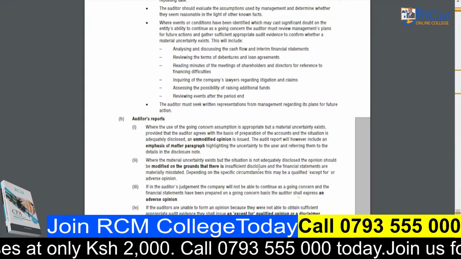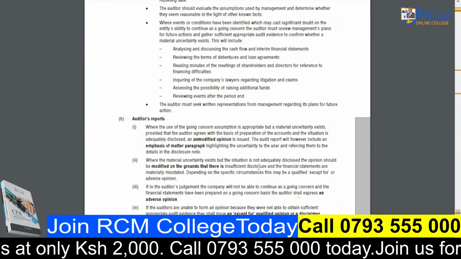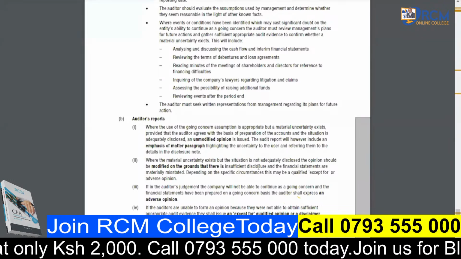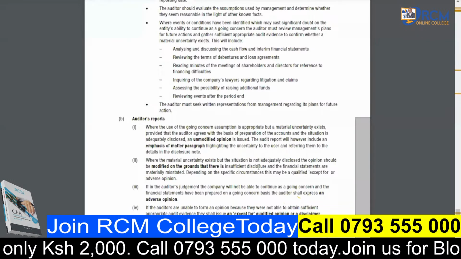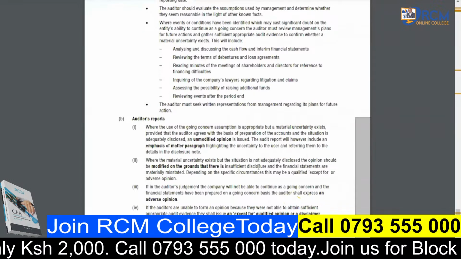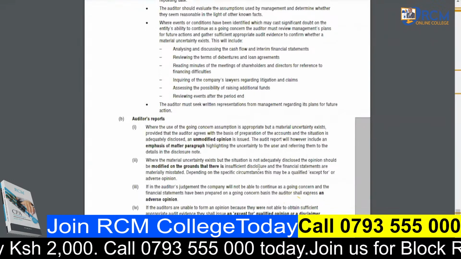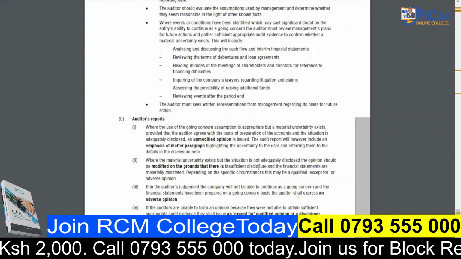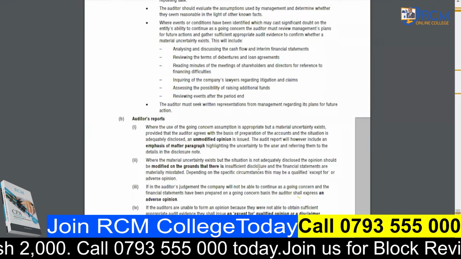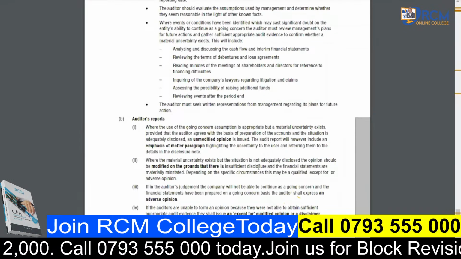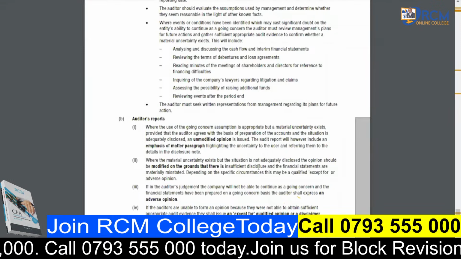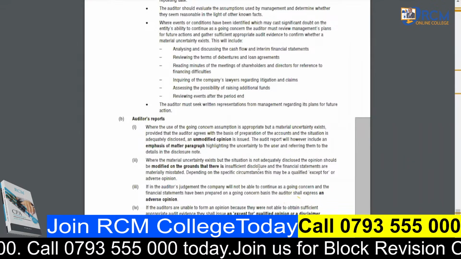Remember what we did yesterday? If the scope limitation, ladies and gentlemen, is just material, maybe on one thing alone, then straight away I'll issue what we call an except for qualification. But what if in this case I'm not able to get information totally, like the Ngilu's case, where you are told that offices were burnt. That's even an indication of going concern when an office is burnt. A serious office, a finance office getting burnt, I'm not able to get any evidence at all, then a disclaimer will be appropriate.